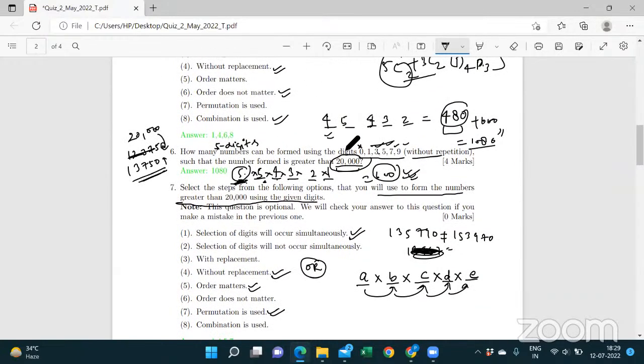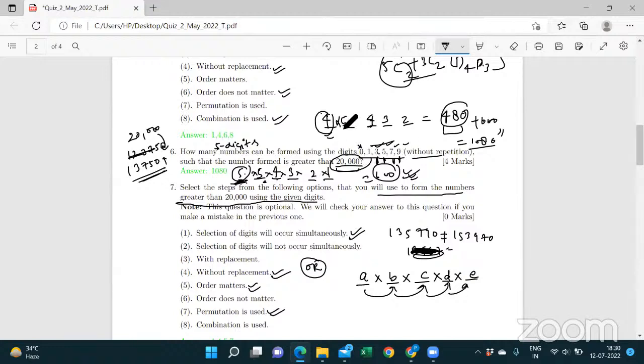How come? So 480. Okay, see. It's greater than 20,000. So first we have to consider, if it's greater than 20,000, the number is of 5 digits, right? So we have to consider the 5-digit number first. At the first place, how many ways do we have to put? 4 ways. Because if it's greater than 20,000, then I can put 3, 5, 7, or 9, right?